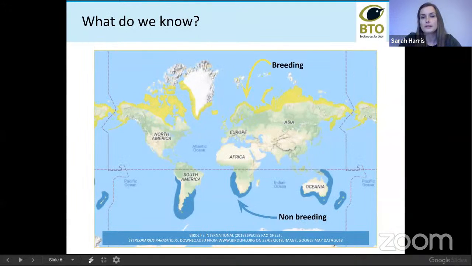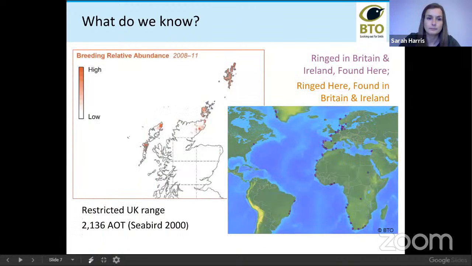So we know that they're breeding in the north and wintering in the south. We don't really know what's happening with the populations globally. In some areas, they're quite well studied and it looks like they're either stable or in decline. So there's a lot to be discovered about Arctic skuas at a global scale.